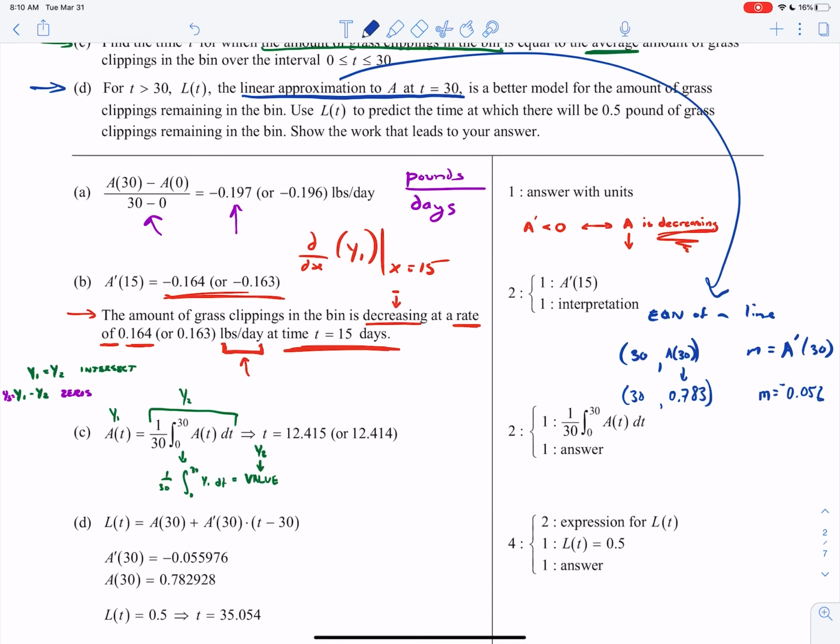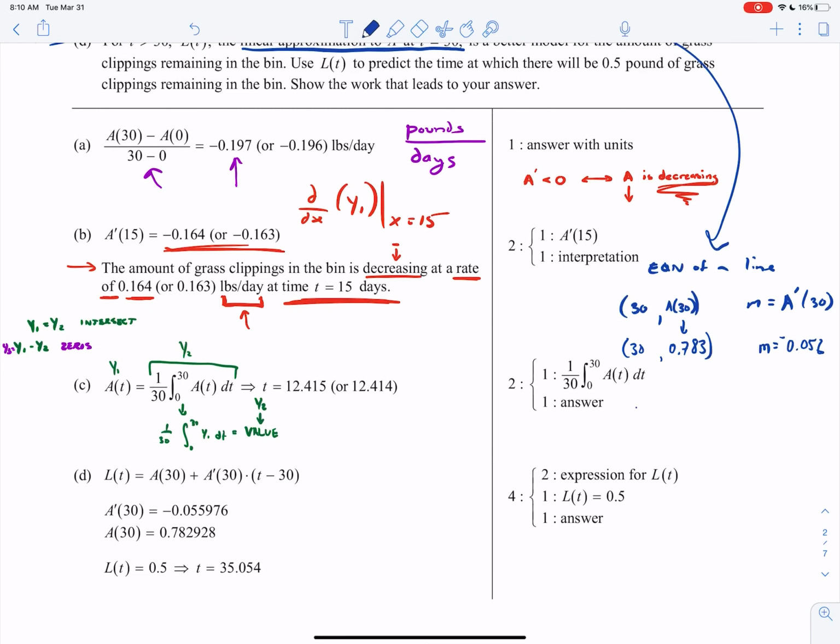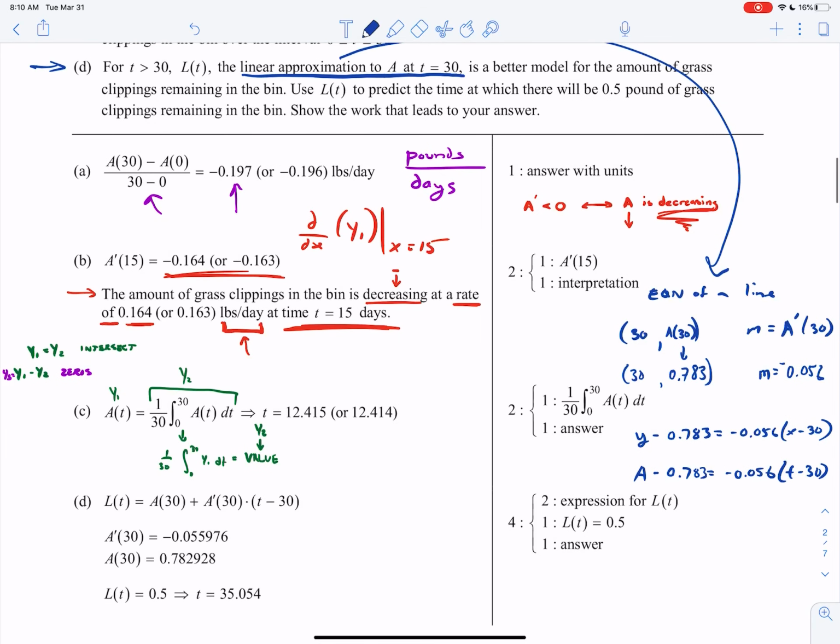So that's going to be y minus 0.783 equals negative 0.056 times x minus 30. In this case, x is really your time, and your y is really your amount of grass clippings. They're asking you to predict the time where there will be 0.5 pounds of grass, so 0.5 is going to represent your A.